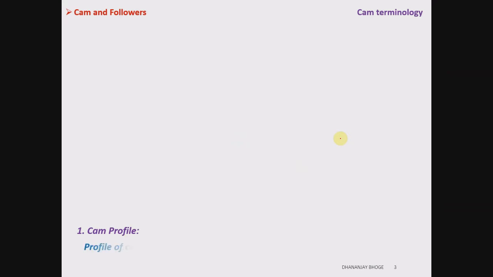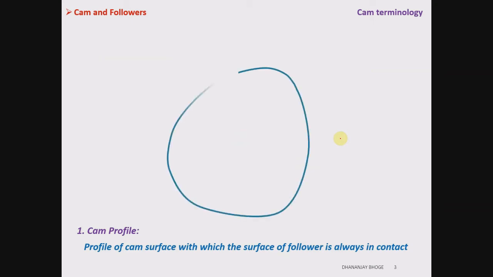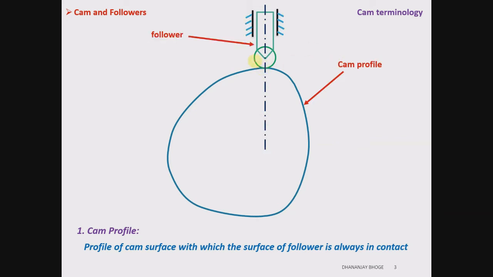Number 1 is cam profile. Profile of cam surface with which the surface of follower is always in contact is called as the cam profile. So this is one of the arbitrary cam profile I have shown. So it is in contact with the roller follower, for example.